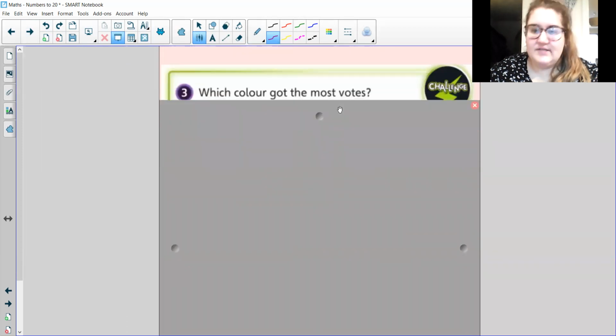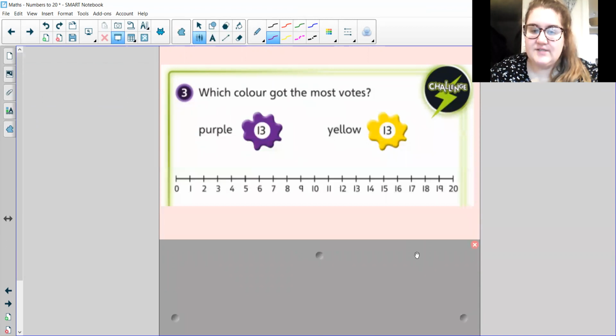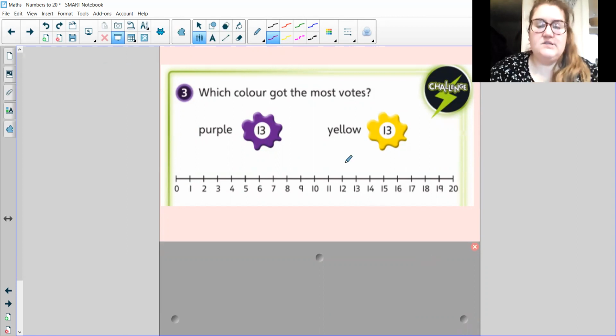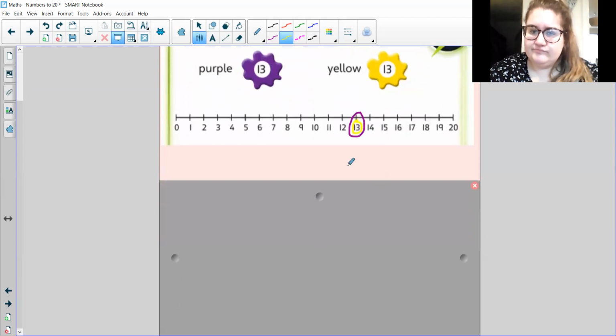Now then, we have got a challenge now. It's challenge time. We're going to do it together. It says, which colour got the most votes? So can you tell me, please, how many votes did purple get? So all these children were asked to vote on their favourite colour. Okay, how many votes did purple get? Purple got 13 votes. Okay. How many votes did yellow get? Well, yellow got 13 votes too. So they got the same amount of votes. They got equal amounts of votes.